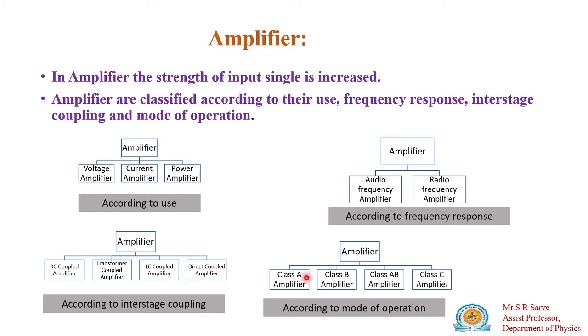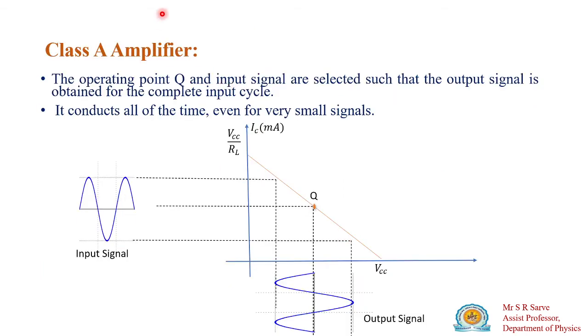Again, it is classified into four types: class A, class B, class AB and class C amplifiers. This classification is based on how it amplifies the input signal, whether it amplifies the complete input signal or only half of it. So we have to study only this portion here. First we will study what is meant by a class A amplifier.